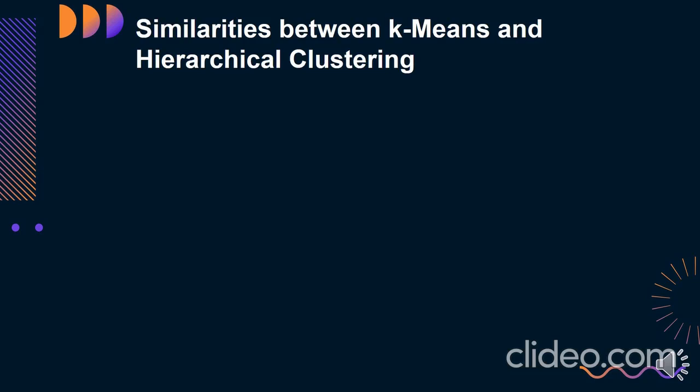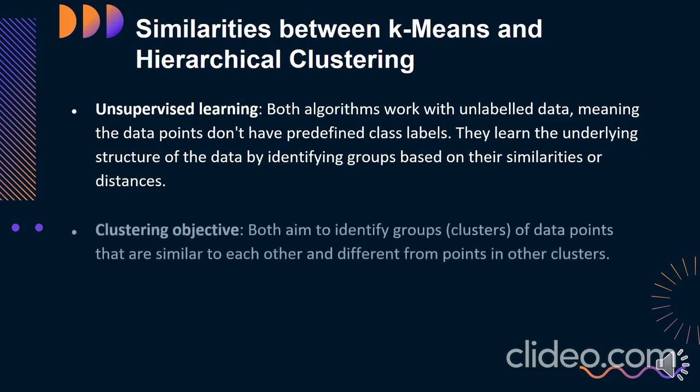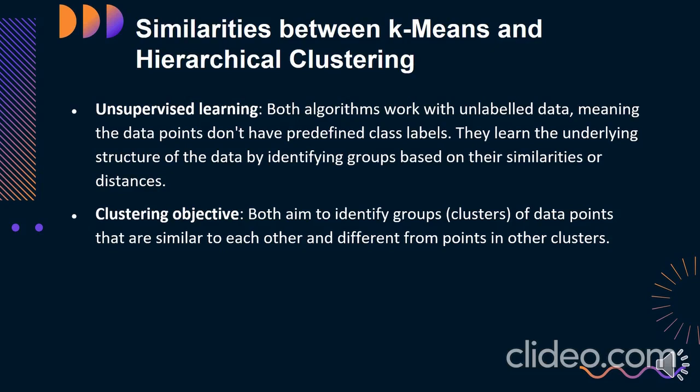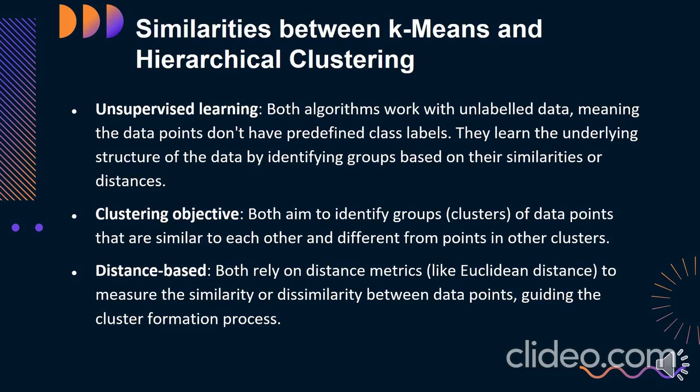The following are the similarities between the k-means and the hierarchical clustering methods. Both the algorithms fall under the class of unsupervised learning. Both algorithms work with unlabeled data. They learn the underlying structure of the data by identifying groups based on their similarities or distances. In terms of clustering objective, both algorithms aim to identify groups or clusters of data points that are similar to each other and different from points in other clusters. And both the algorithms are distance based. They rely on distance metrics to measure the similarity or dissimilarity between data points, guiding the cluster formation process.